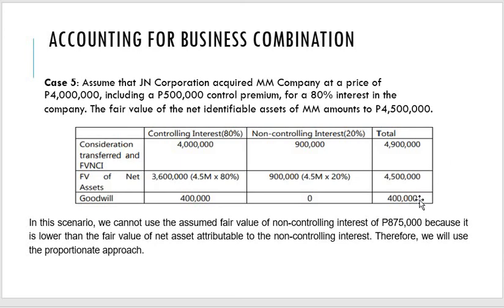Okay, so since it used proportionate basis, no, walang share ang non-controlling interest sa goodwill. So si controlling interest lang ang may share sa goodwill, which is 400,000. Okay?